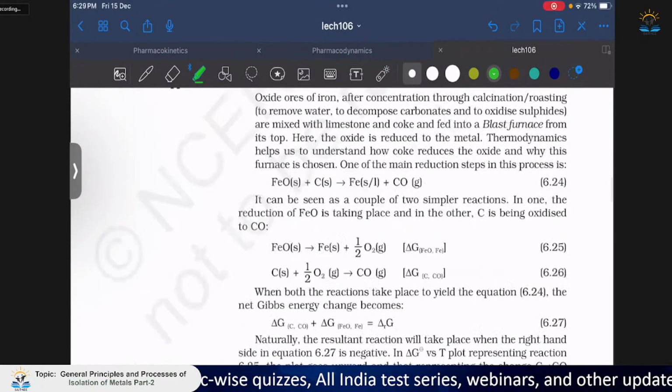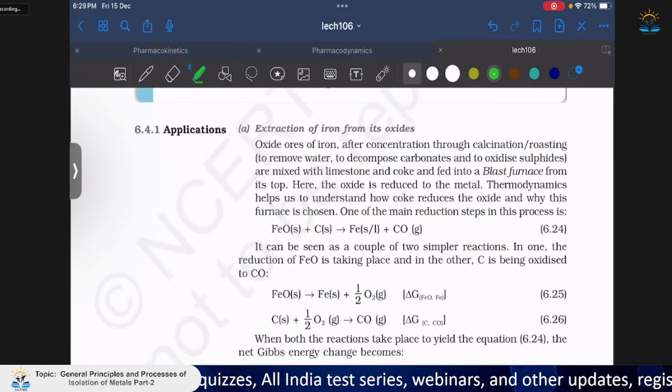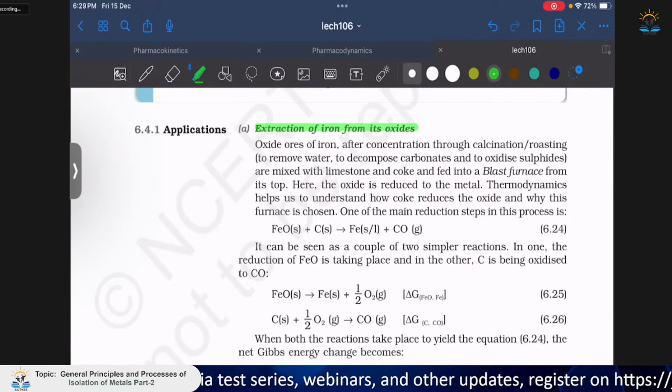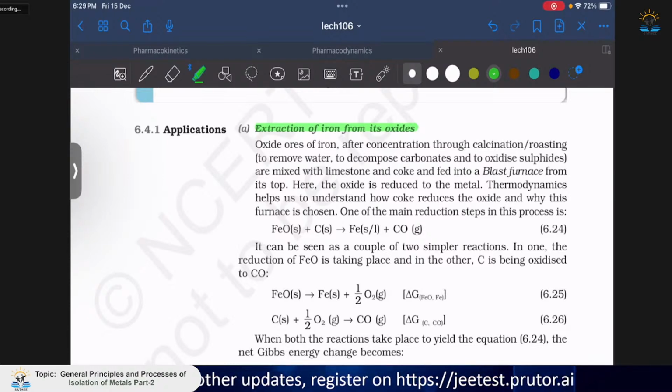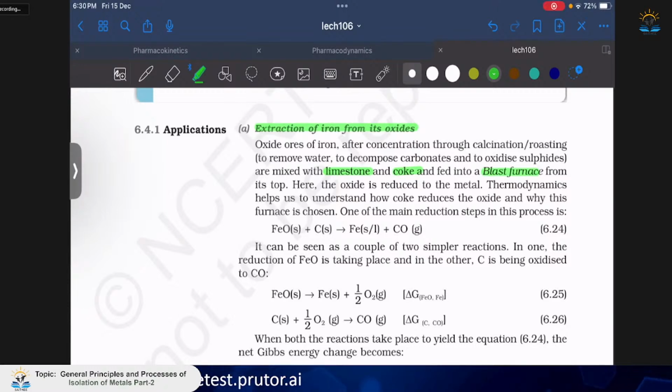Moving on, applications of the Ellingham curve. The first application is extraction of iron from its oxide. So how do you explain how iron is smelted? This we'll see here. What processes do we use? After the calcination and roasting, limestone is mixed, coke is mixed, and it is fed into a blast furnace. So after concentration through calcination and roasting, all these steps occur.